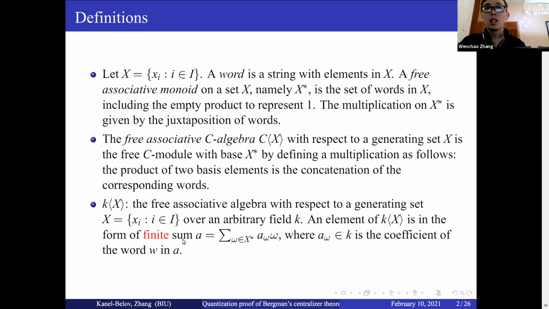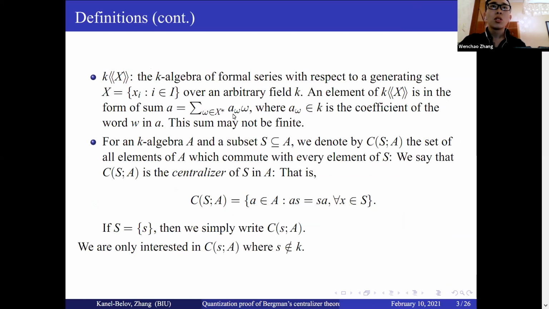I want to emphasize that this is a finite sum, because we have another definition, the free power series algebra, where we have the same generating set X and the sum is of the same form, but we do not have any restriction on whether the sum is finite or infinite. So as we can see, the free associative algebra is just a subalgebra of the K algebra of formal series, and there the sum may not be finite.